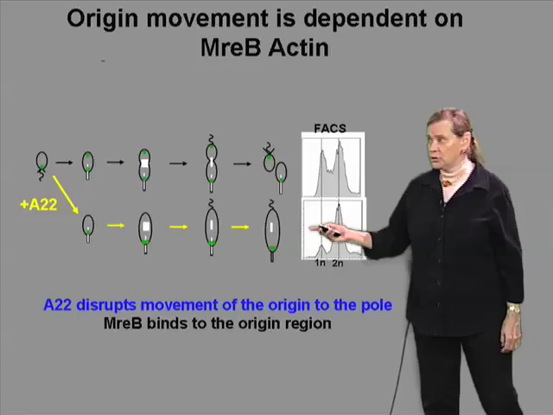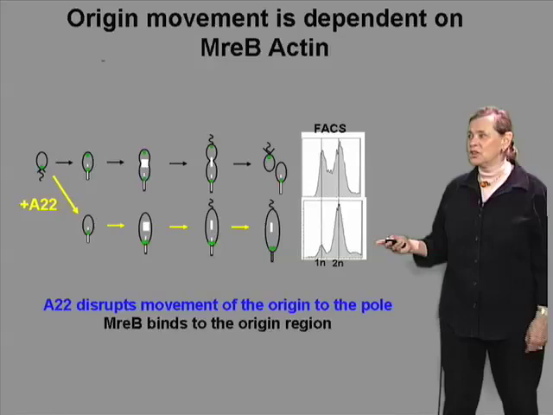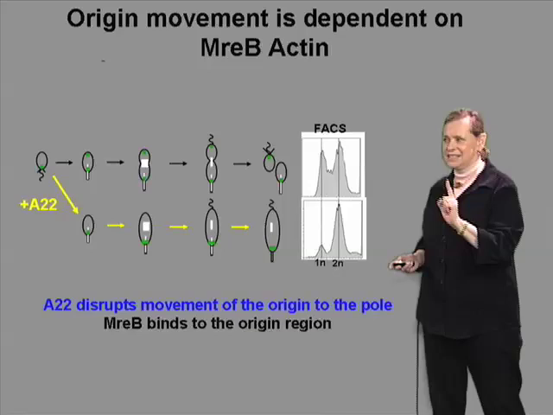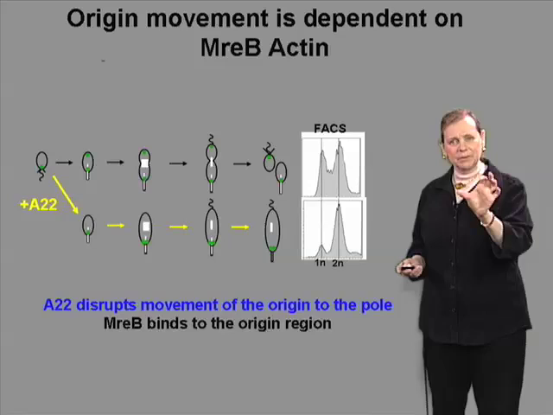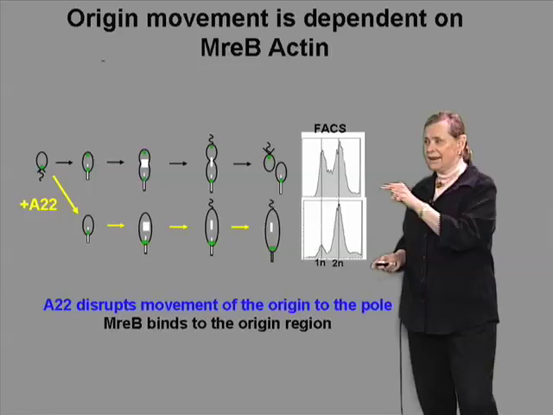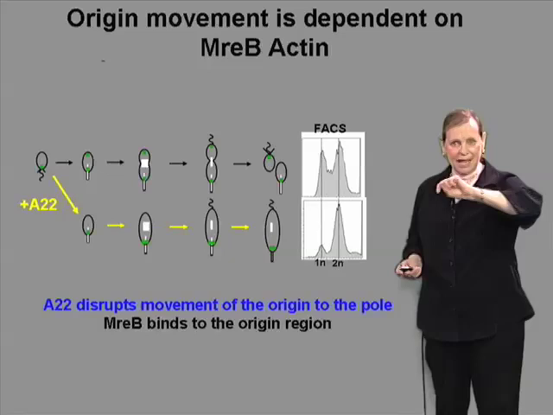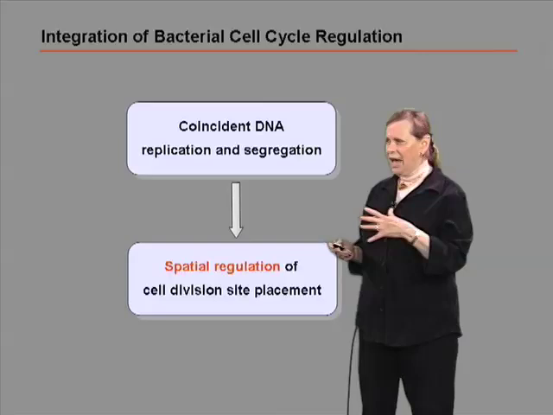And using a cell sorter, FACS, we were able to show that we indeed had duplicated the DNA. So we had two chromosomes, but they had not separated. This tells us now that MreB, actin, is important for the separation of the newly replicated origin of DNA replication. We then went on and showed that MreB binds to some structure at that part of the cell, at that part of the origin. Now, what I've shown you is that we have coincident DNA replication and segregation.